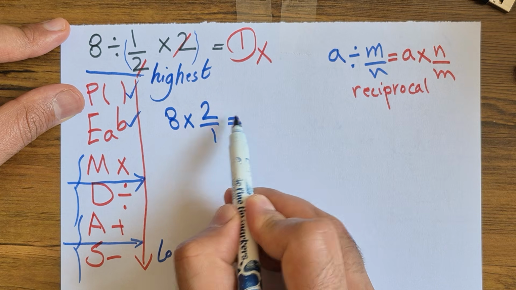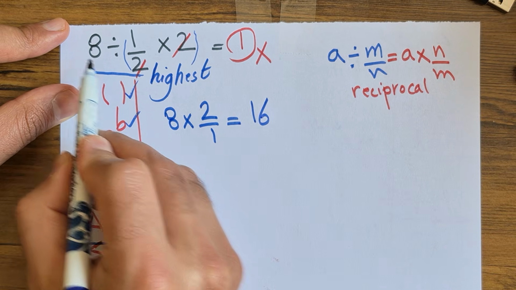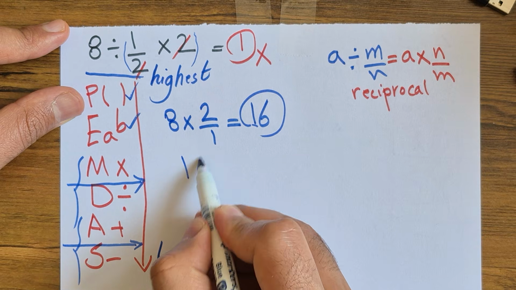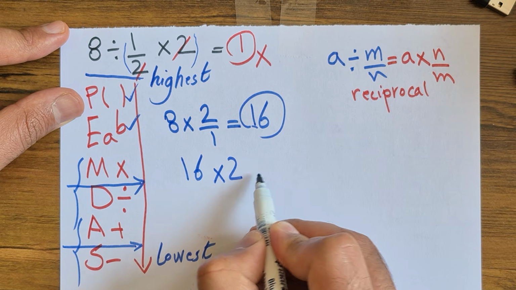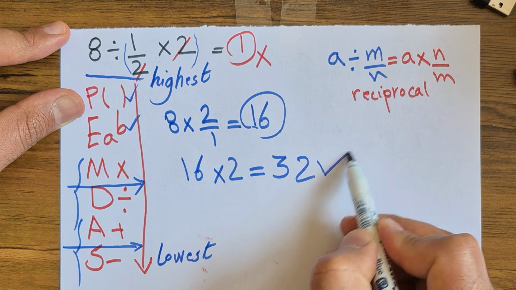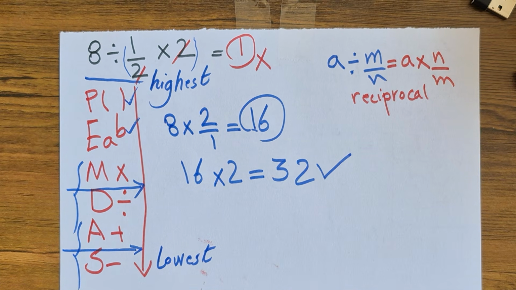So 8 times 2 gives us 16. So 8 divided by 1/2 gives us 16. And then 16 times 2, the last part, gives us 32. And that's the only correct answer.